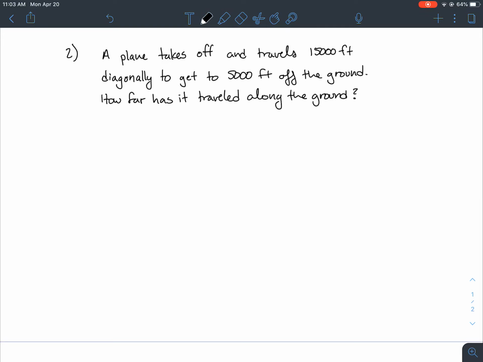So on this one, it says a plane takes off and travels 15,000 feet diagonally to get to 5,000 feet off the ground. How far has it traveled along the ground? So my plane starts here, and it says it's going diagonally, so it's going upwards in the sky as it's taking off. And it says that it travels 15,000 feet diagonally. Okay? So that is 15,000 feet. And it also says that it's 5,000 feet off the ground.